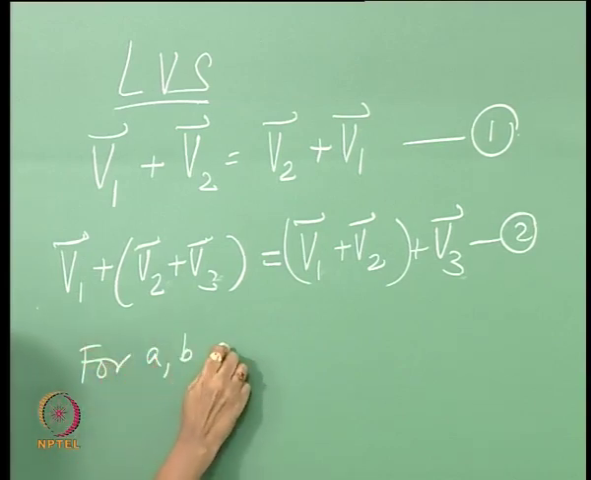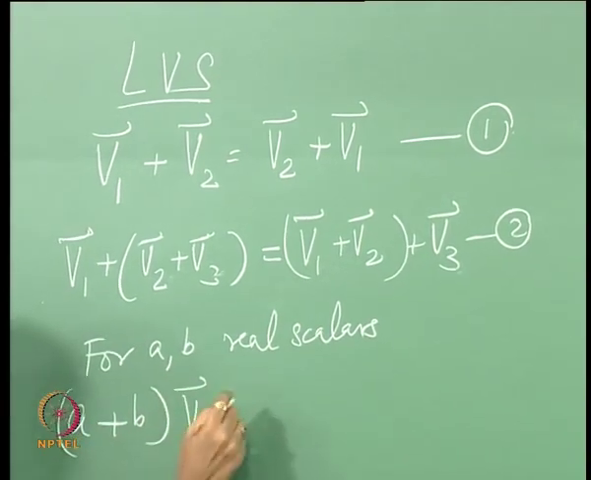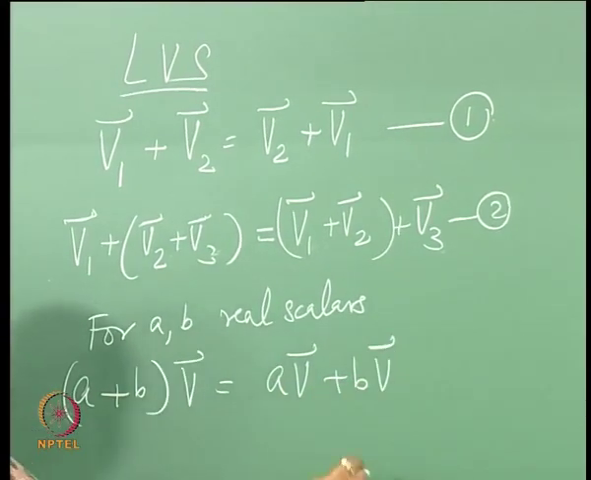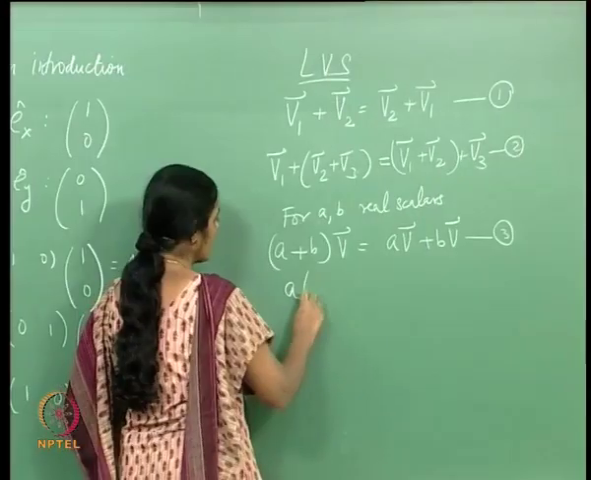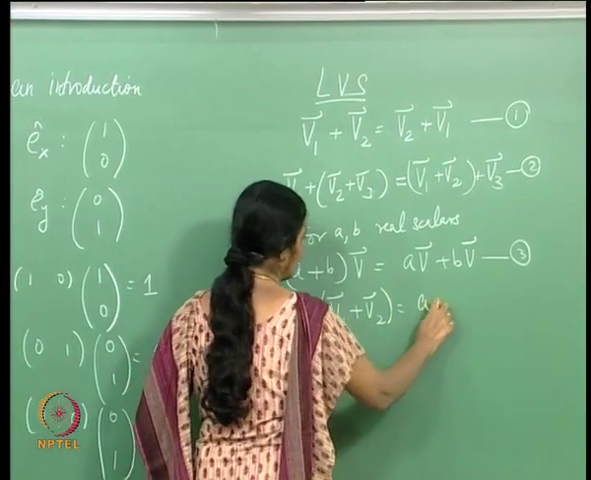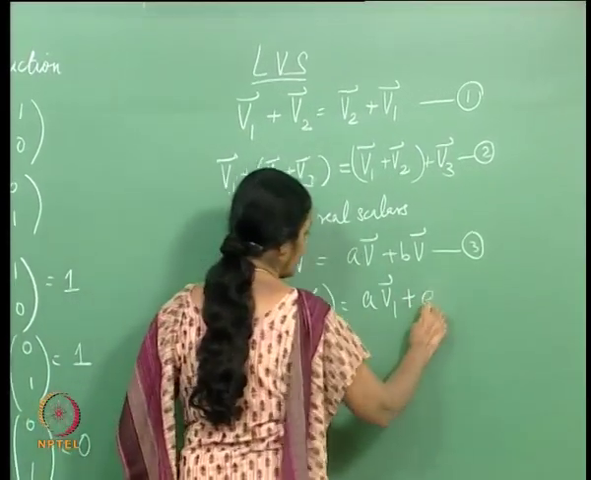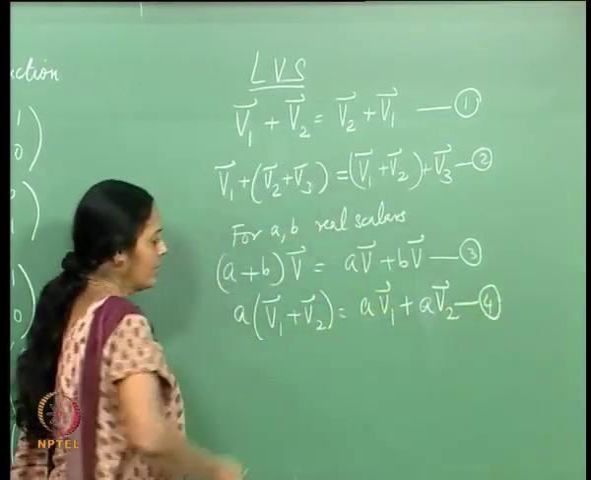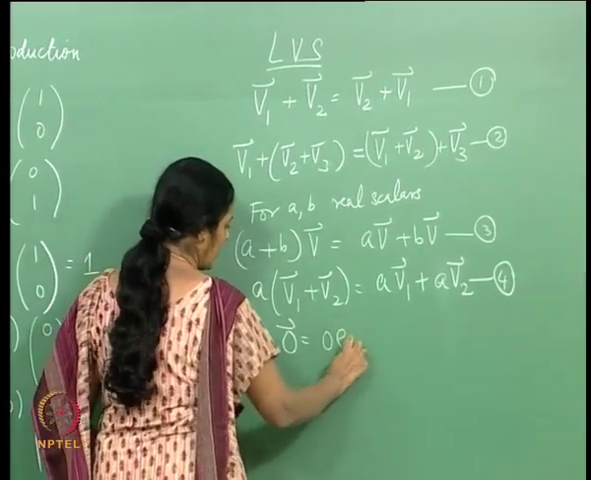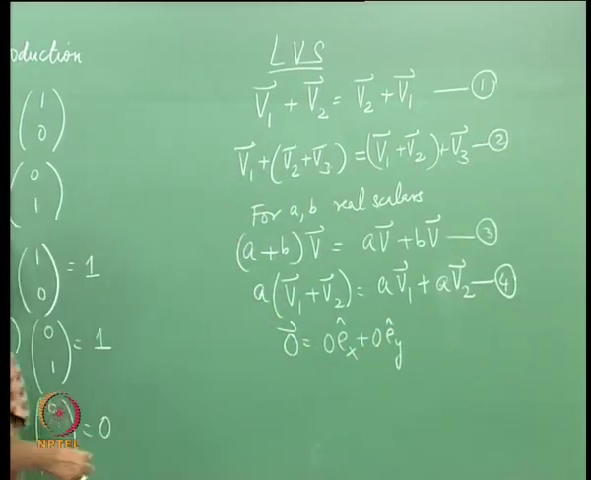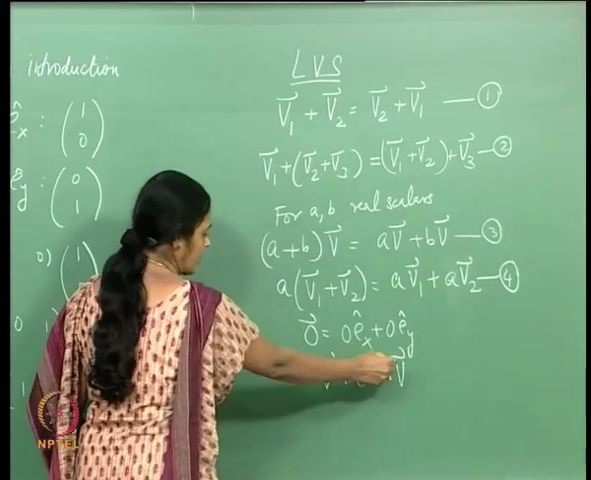Now, for A and B being real scalars, A plus B times a vector V is A times the vector plus B times the vector. So that's the third property. And then, of course, if I have two vectors, V1 and V2, and I multiply the addition of the two vectors with A, that's the same as A times V1 plus A times V2. I can define a null vector. I define it as 0 Ex plus 0 Ey in this example of R2. And any vector added with 0, the null vector, gives me the same vector.